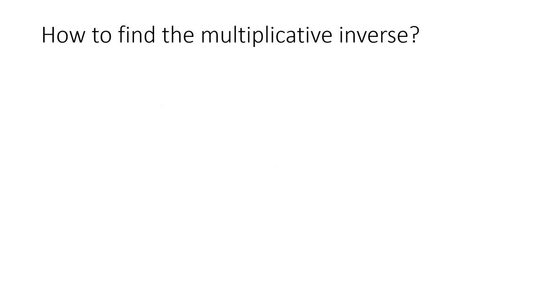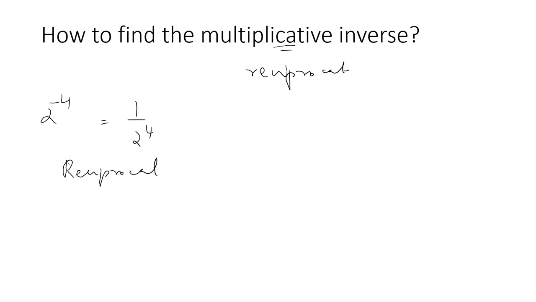Next topic is how to find the multiplicative inverse. Multiplicative inverse means reciprocal. It is reciprocal only. So let us see what is the multiplicative inverse of 2 raised to minus 4. So 2 raised to minus 4 means 1 by 2 raised to 4. To make it positive, we can write it as 1 by 2 raised to 4. Now what is the reciprocal of this? Reciprocal means multiplicative inverse, 1 by 2 raised to 4, and that will become 2 raised to 4.